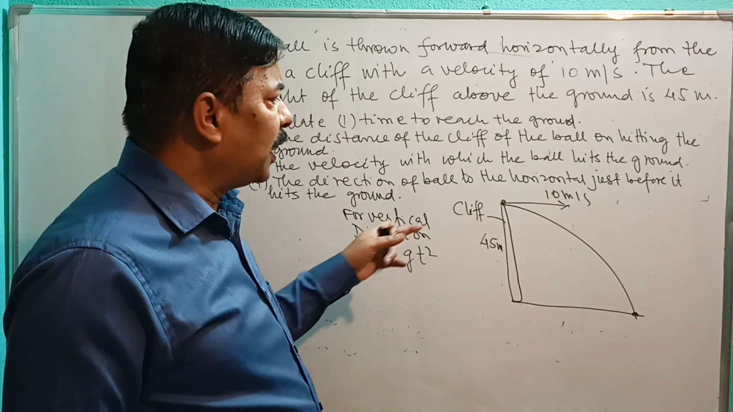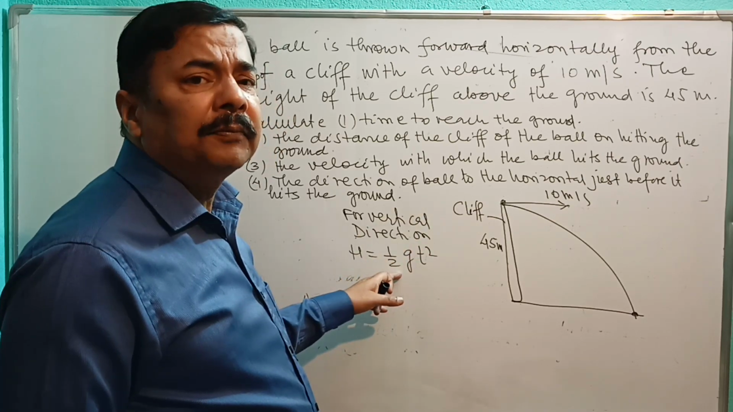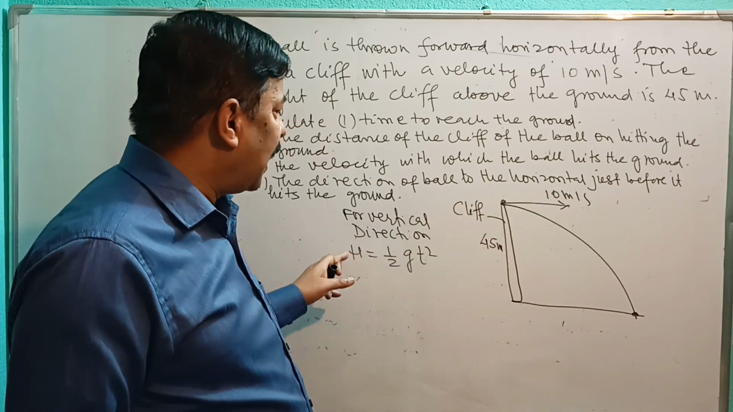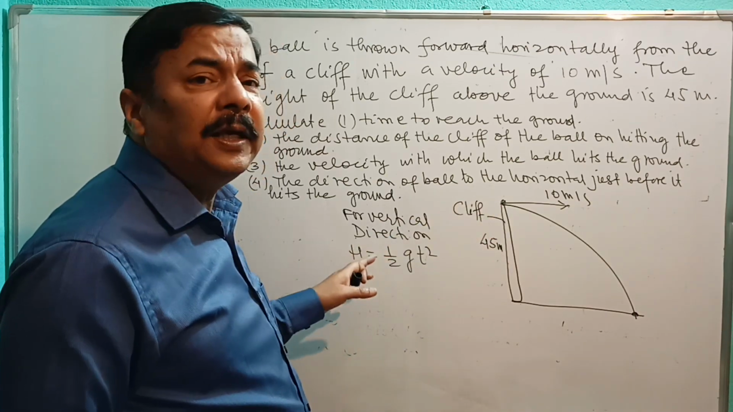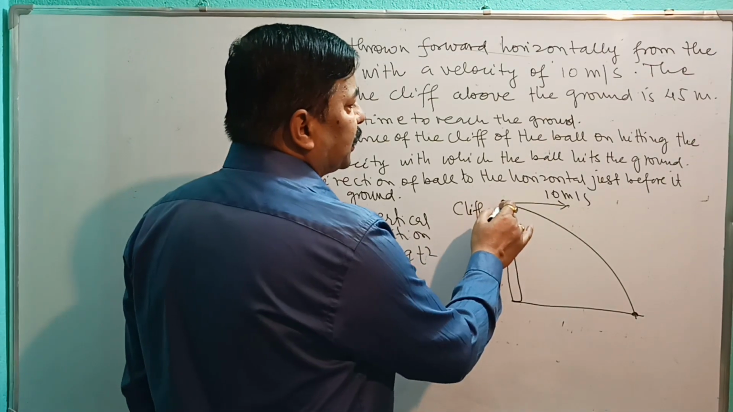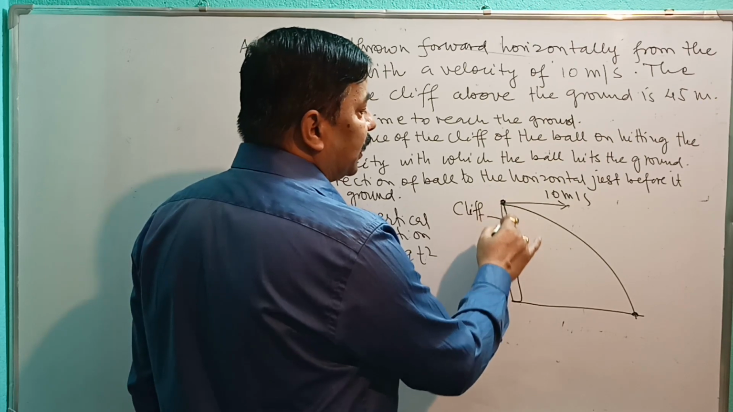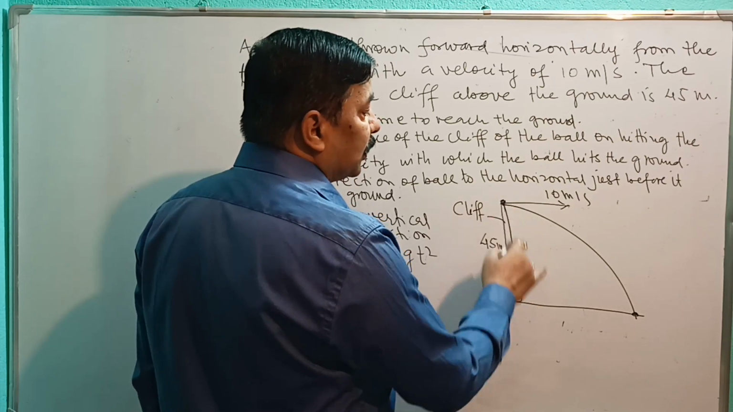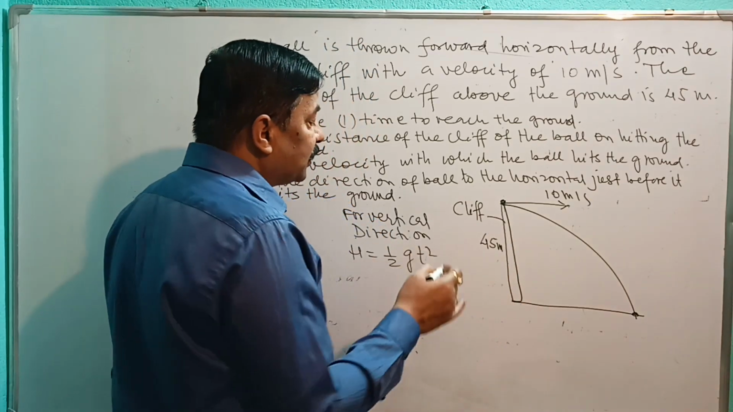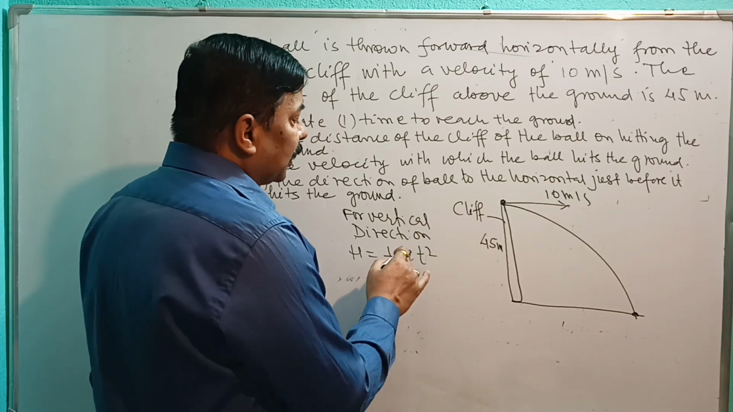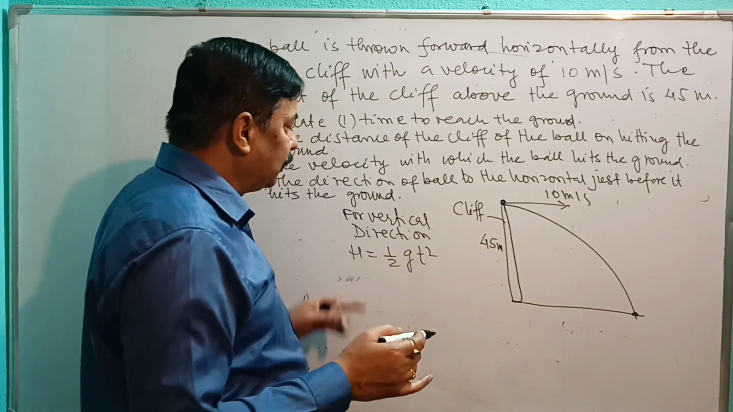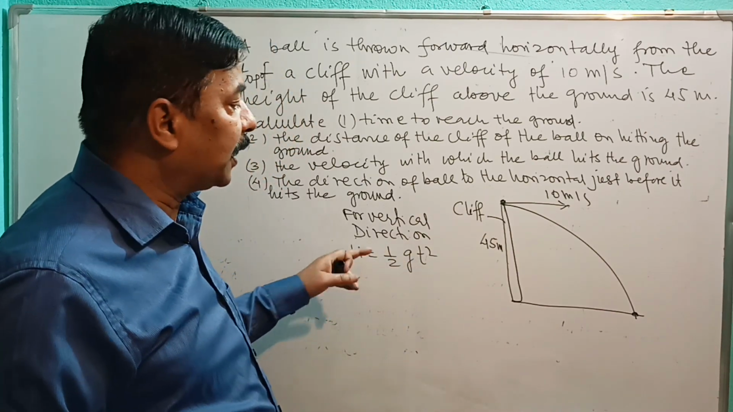You will say, sir, why you have not taken minus g? It is true. If I will take minus g here, I will have to take minus h. Result will be same. H is equals to half gt square. Because this point of projection, if treated as origin, then this distance is negative. So if I take minus h is equals to minus half gt square, then minus and minus will cancel and you will be getting the same formula. So I have taken this one.